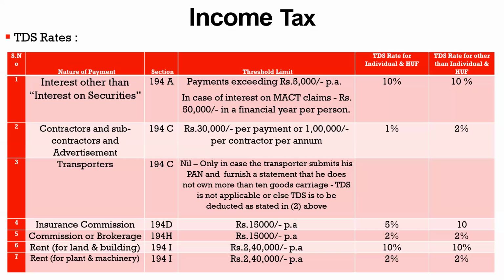194D, we are all well versed with this. It is 5% for individual and 10% for corporate. Commission and brokerage, other than insurance commission, is 2%. It was recently amended, so just remember it, it can be asked. For rent of land and building it is 10%. For plant and machinery it is 2%. The threshold limit is the same, 2,40,000, for both.